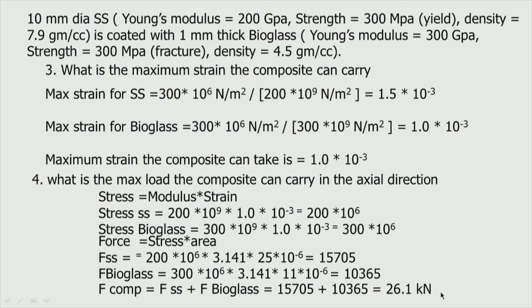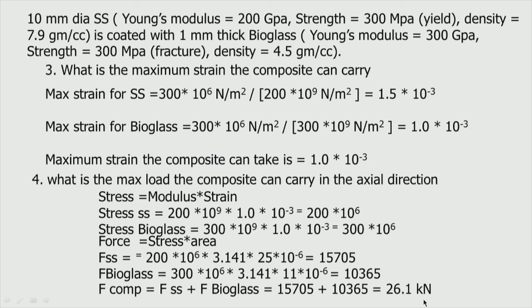So, you understand this problem. You may get different strains, but the point is we have to take the strain which is the lowest, and then use that in the next step. We calculate stress is equal to modulus into strain, and we end up with this stress for stainless steel and for bioglass. Force is equal to stress into area, and we calculated these two areas in the previous slide. We get different forces, and when you add them up, this gives you the combined force, the maximum load the composite can take in the axial direction.